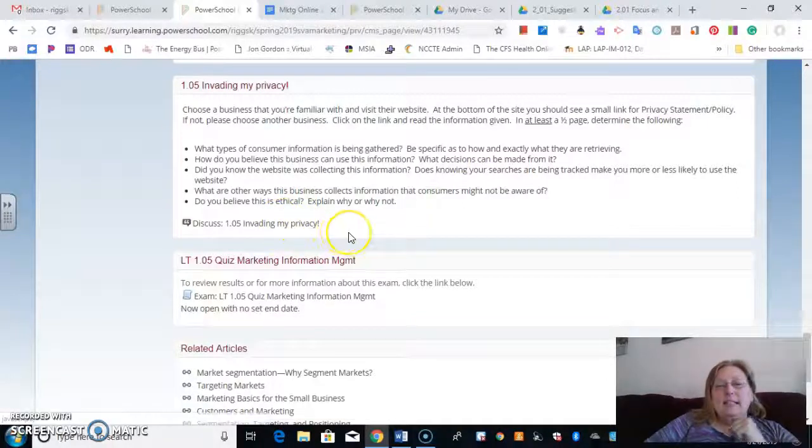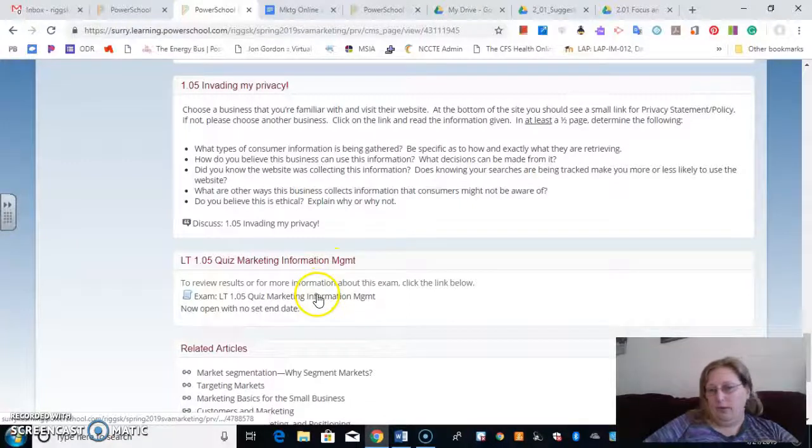And this is a discussion, and I would really like to see you guys talking back and forth about what you found. Okay? So this is where I want to see a lot of class talk. So don't just go in there and post once. You're supposed to actually reply to 2 people. But I want to see you really having a conversation and invading my privacy.